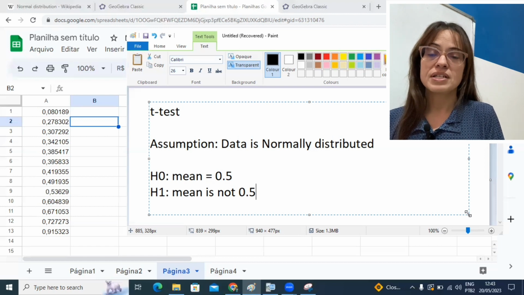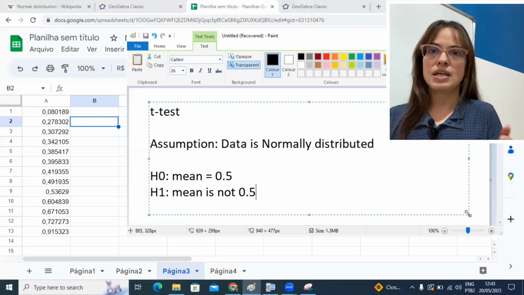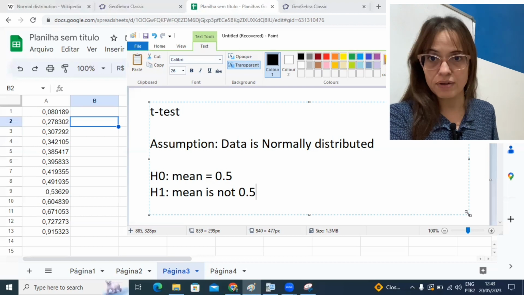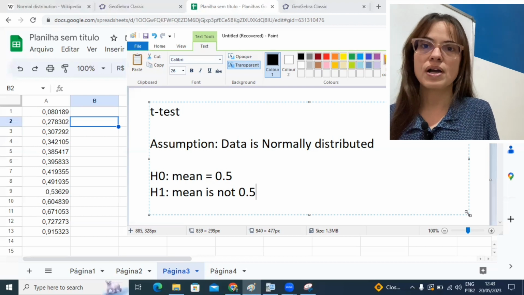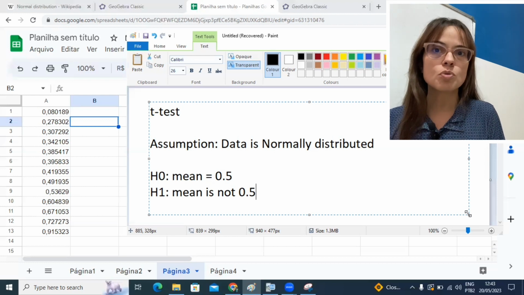So I've chosen mean is equal to 0.5 as my null hypothesis, which means that the P that I'm going to calculate is the probability of observing these 13 data points if they are coming from a normal distribution with mean 0.5. And then as an alternative to being equal to 0.5, in this instance, I wrote that it's just not equal to 0.5.